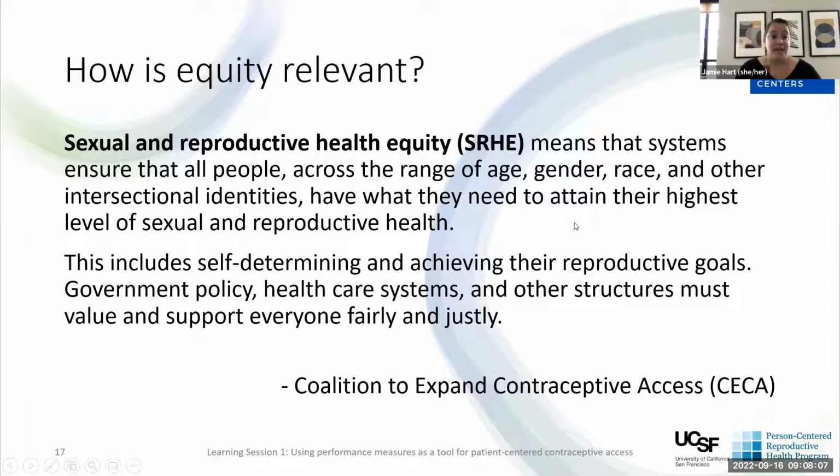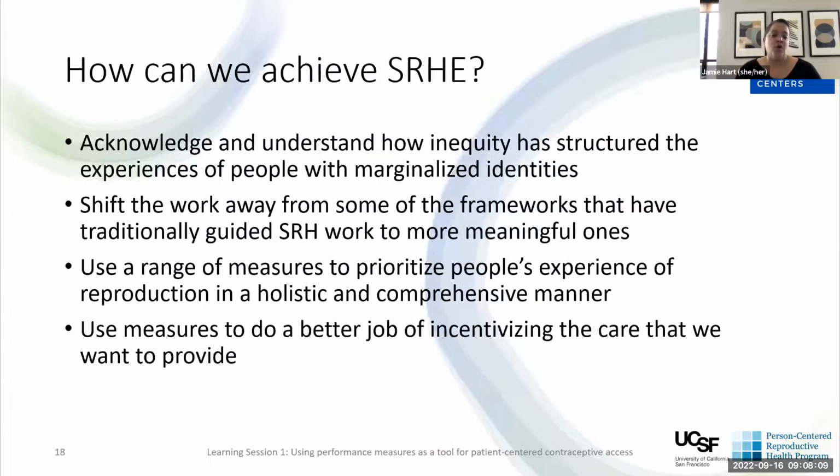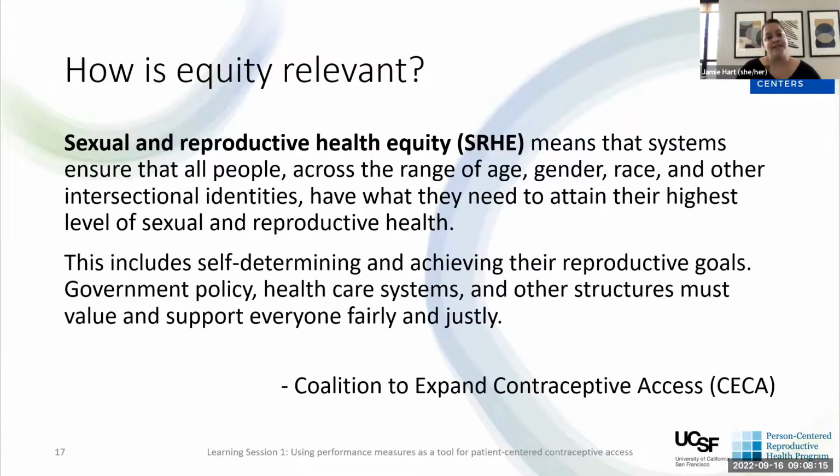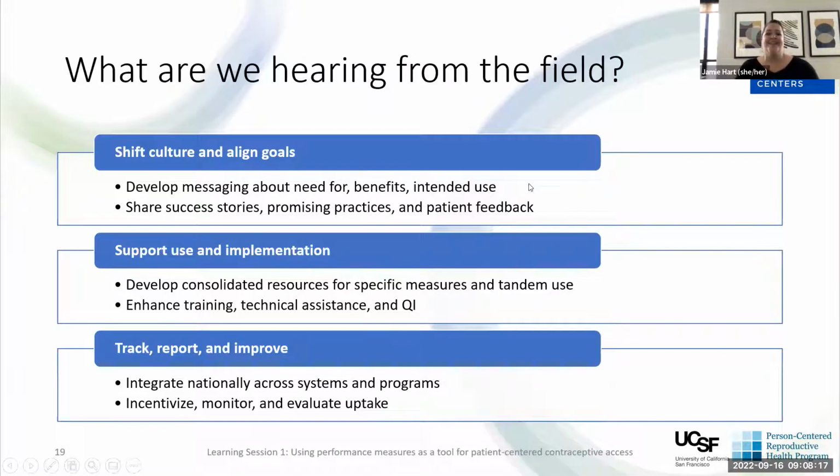And then my last slide is just about what we're hearing from the field. Oops, I actually did that slide. It's the next slide. There we go. So what we're hearing from the field, what's required to really make this shift happen, at the national level, state level, local, clinic level, et cetera, is that there needs to be a real shift in culture and alignment of goals.